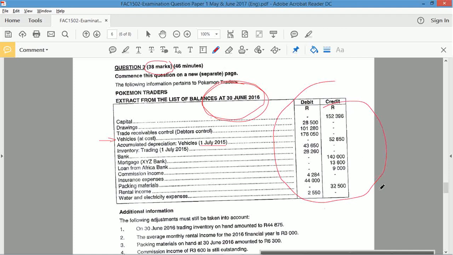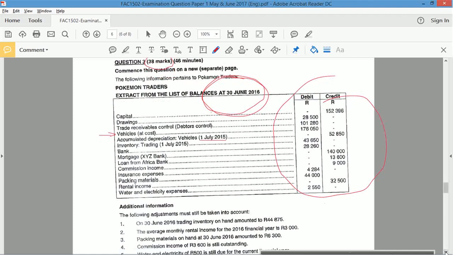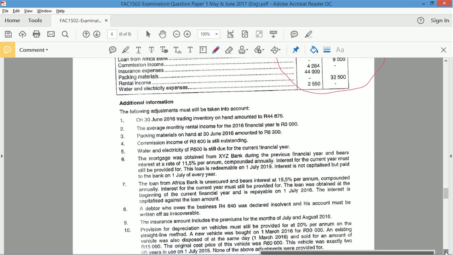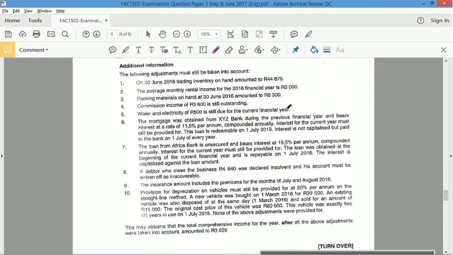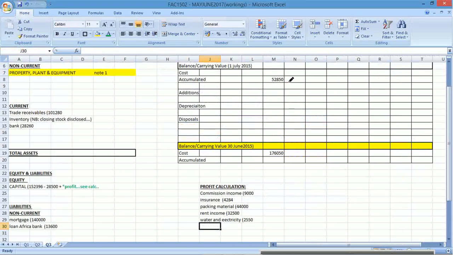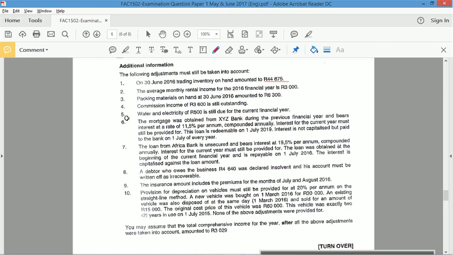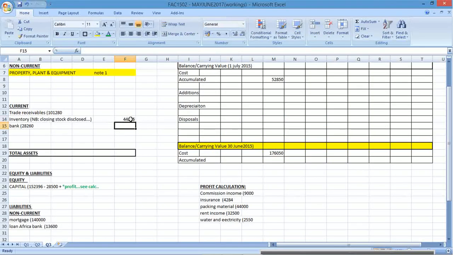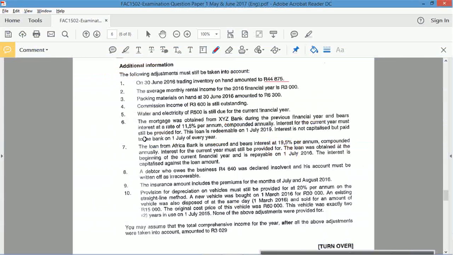Right, so you've got all of that. You've written that where it needs to go. Then we need to look at adjustments. Okay, the following adjustments must still be taken into account, meaning we have to provide for them. On 1st June, trading inventory on hand amounted to that. There's your closing stock. Now I can put it in. Closing inventory isn't going to change. It's the stock count, 44,875. Easy mark, knowing where to put it in.